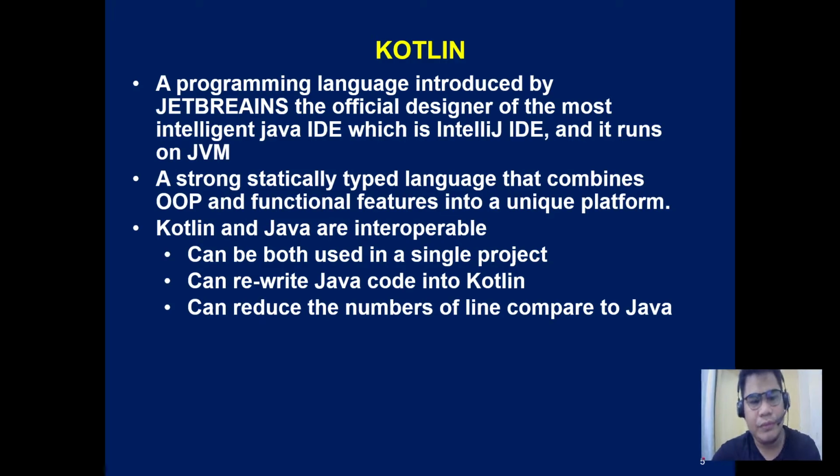And here, Kotlin and Java are interoperable. So what does it mean? What does it mean to be interoperable? We can use both Java and Kotlin in a single project without really causing any problem. We can rewrite Java code into Kotlin. We can just convert it into Kotlin without really having any trouble, and we can reduce the number of lines compared to Java.